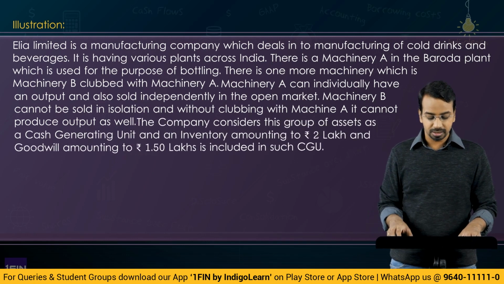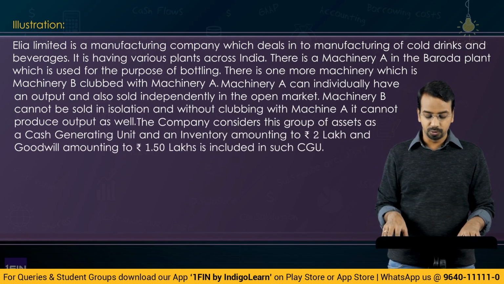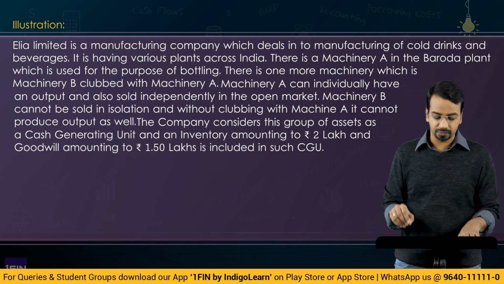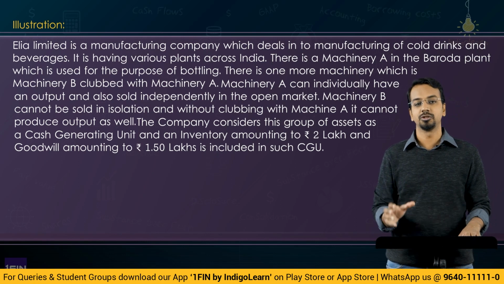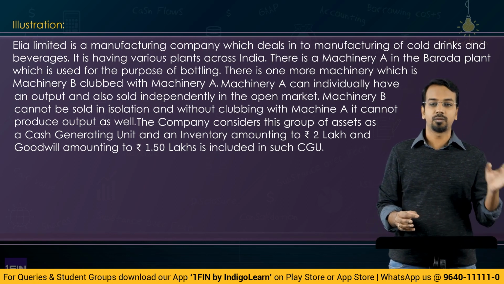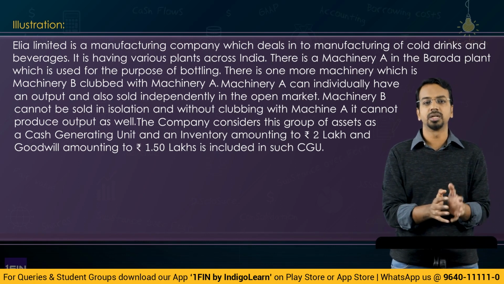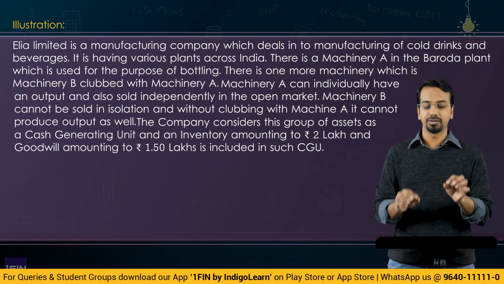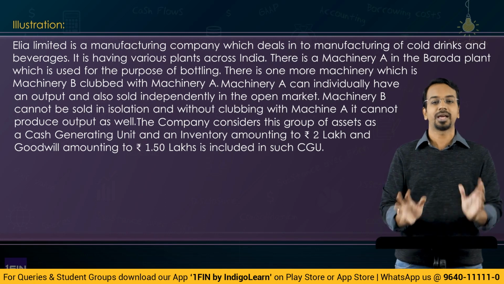The company considers this group of assets as a cash generating unit, and an inventory amounting to 2 lakh and goodwill amounting to 1.5 lakhs is included in such CGU. So, these two machines plus inventory of 2 lakhs and goodwill of 1.5 lakhs, all of these put together form a cash generating unit. Now, this is the crux of the first paragraph, right?